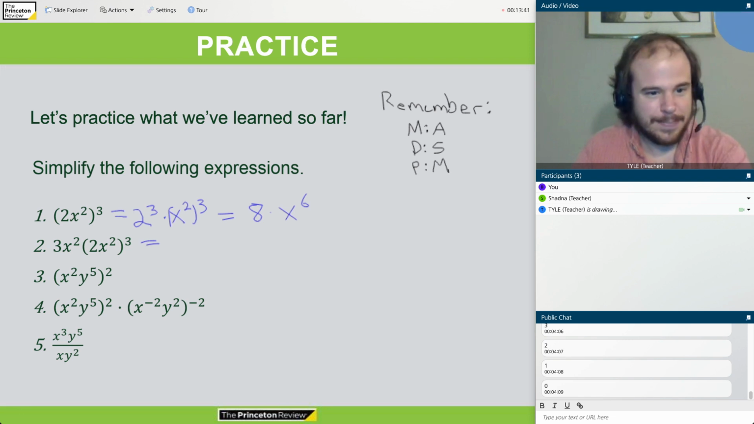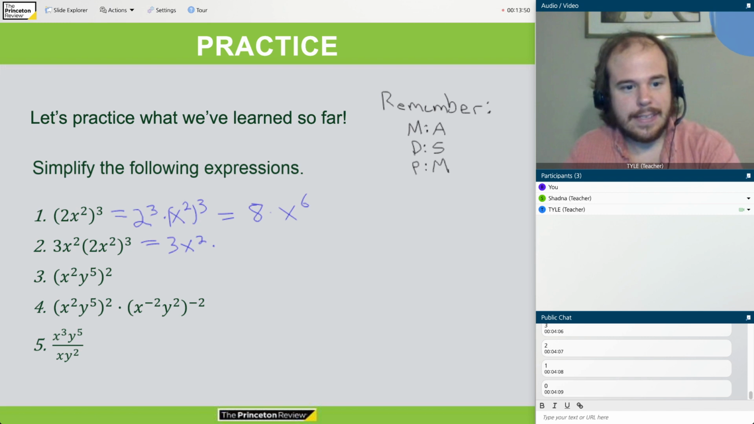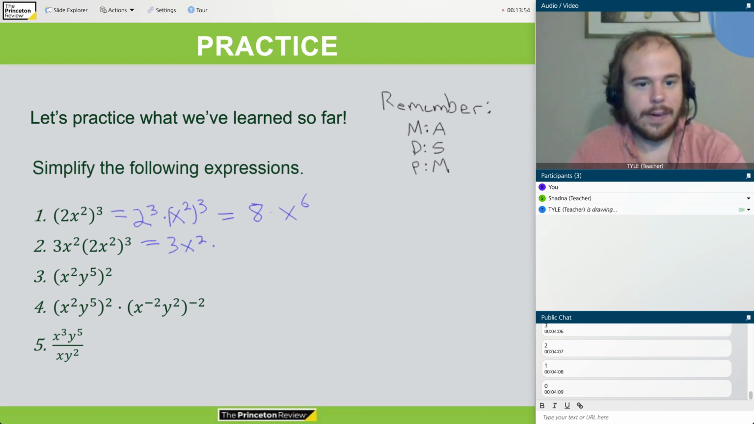For number 2, first I'll just leave the 3x squared alone and only worry about the second piece. In that second piece, 2x squared cubed is the same as what we had above. So I already know that that's 8x to the 6th. Now I just need to multiply these two together. I'll multiply like terms. 3 times 8 is 24.